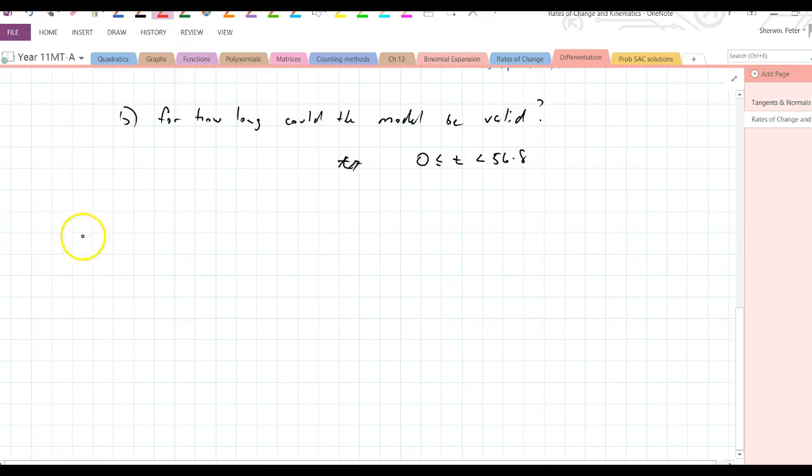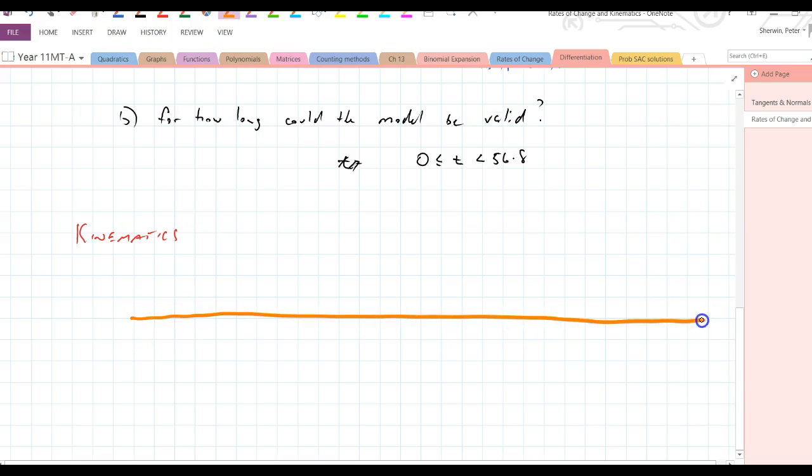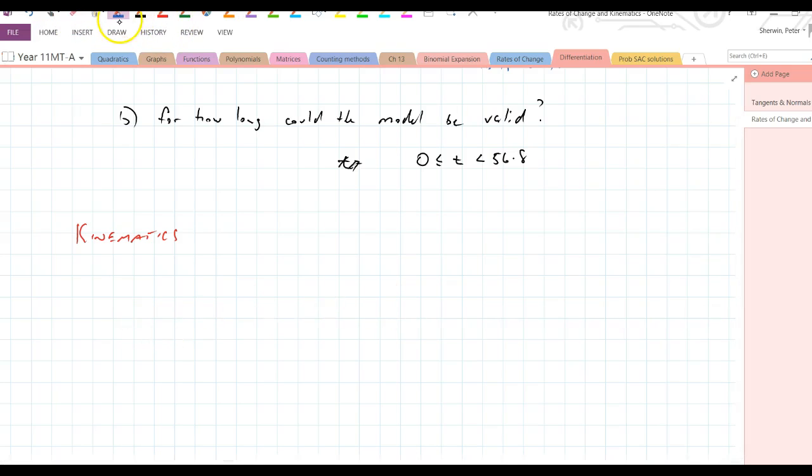Kinematics deals with the motion of a particle in a straight line. So what we're going to do here is have a look at an example. Actually, let's get down some basics. Just to recap, displacement, which is s, is the position of the particle, its displacement from the origin.